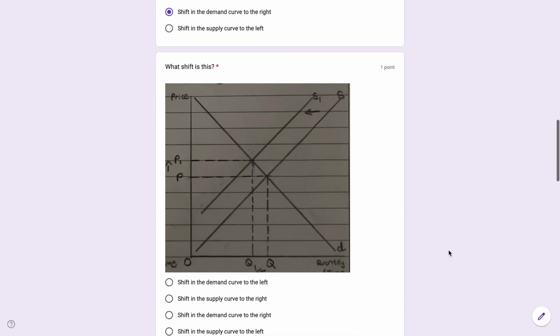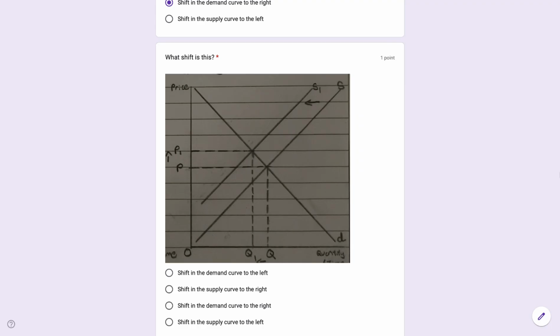All right, next question. What shift is this? So now we're seeing that the demand curve is constant, there's no change in demand, but we can see that the supply curve has shifted to a certain direction, and because of that, we've noticed that the quantity has decreased from Q to Q1, but the prices have increased from P to P1. Now this usually happens when there's less goods and services being produced, and as a result, there will also be less demanded as a result. So I can evidently say that this is a shift in the supply curve to the left.